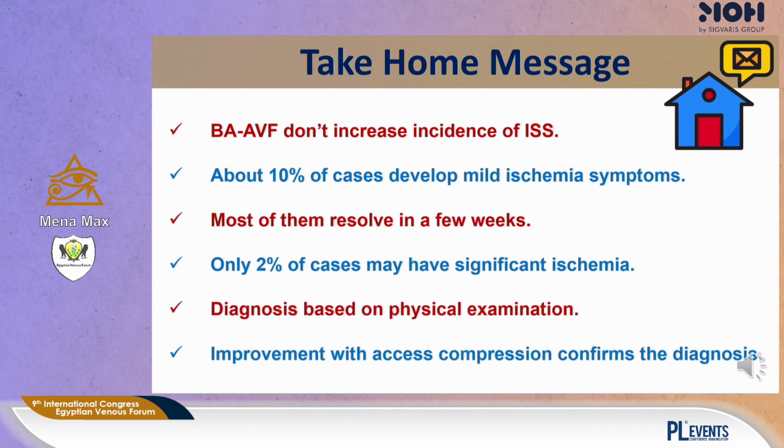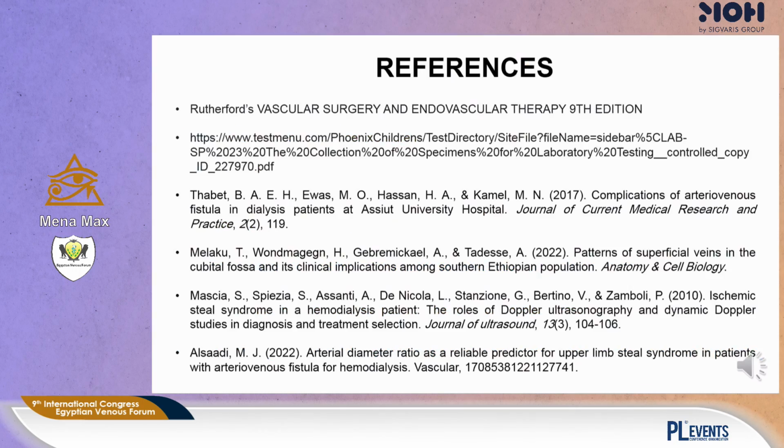My take-home message: brachial fistula doesn't increase the incidence of ischemic steal syndrome. About 10% of the cases develop mild ischemic symptoms. Most of them resolve in a few weeks. Only 2% of the cases might have significant ischemia. Diagnosis is based on physical examination. Improvement with access compression confirms that diagnosis.